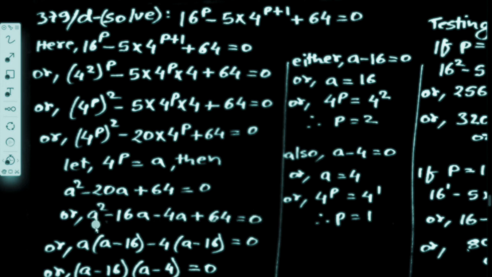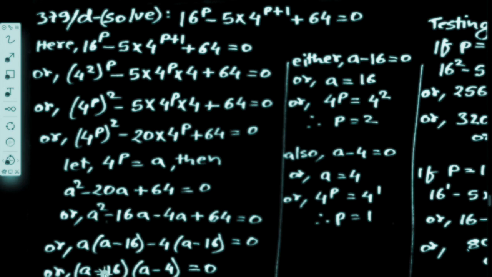Now taking common a from these two terms, a minus 16. Then the next common is minus 4, which gives a minus 16 again, equals 0. Now a minus 16 is similar, so keep it ahead: a minus 16 into a minus 4 equals 0.